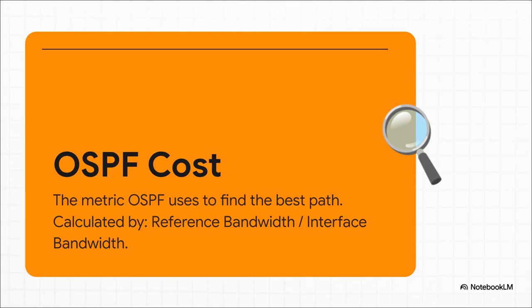See, OSPF doesn't think in human terms like fast or slow. It thinks in terms of cost. Every link in the network gets assigned a cost based on this formula you see here, and OSPF will always choose the path with the lowest total cost. So for us, lower cost just means a better, faster link.